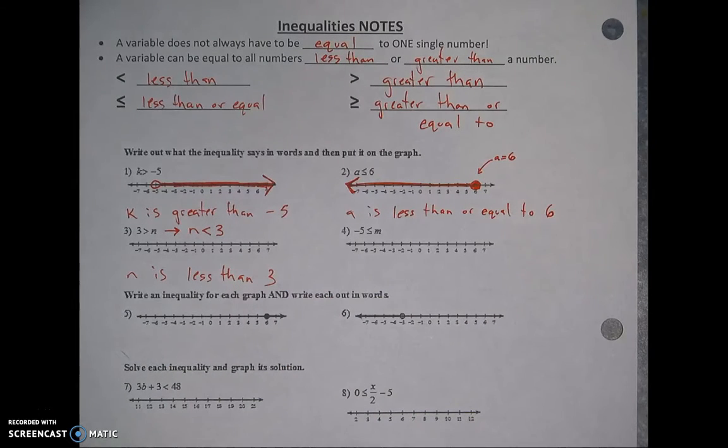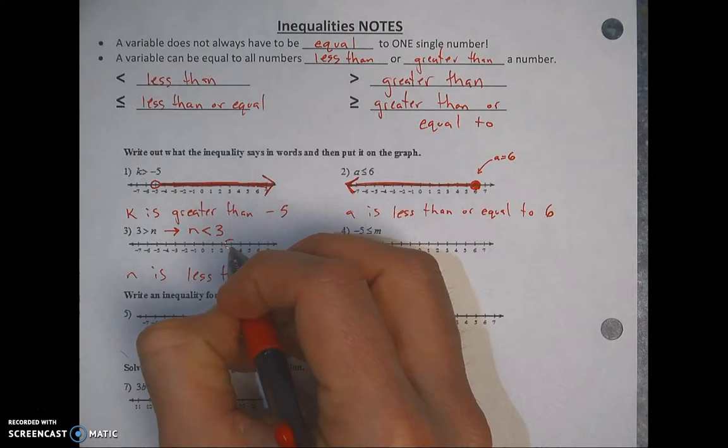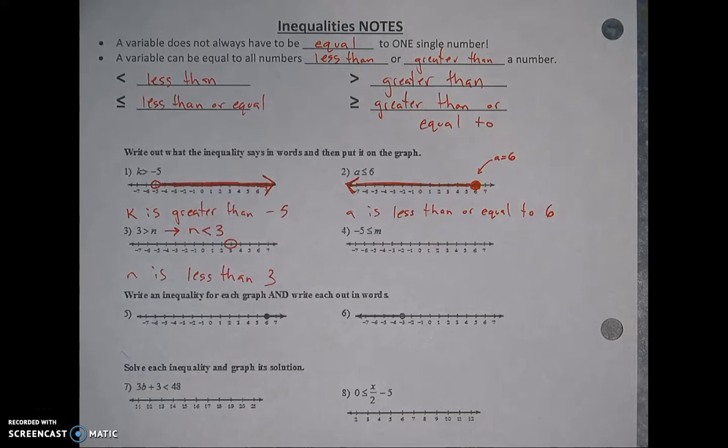And that's how you need to write it out. So we're not going to say 3 is greater than n. That's true, but we want it in terms of the letter, not the number. So we want to know n is something compared to the number. So n is less than 3, so I'm going to go to 3. I'm going to put a big open circle because it's not equal to 3, it's just less than.